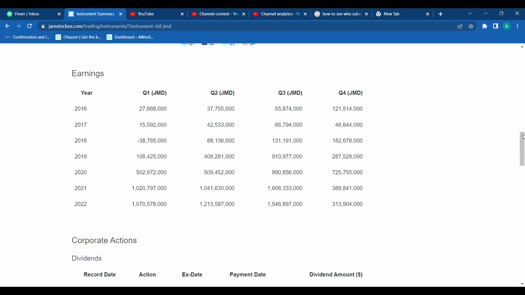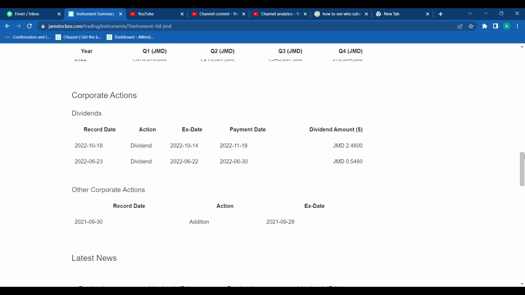It also, if you were to scroll down under corporate action, shows dividends, and it also shows you the dividend amounts that were paid for a particular period. Here it says that in October of 2022 they paid dividends.